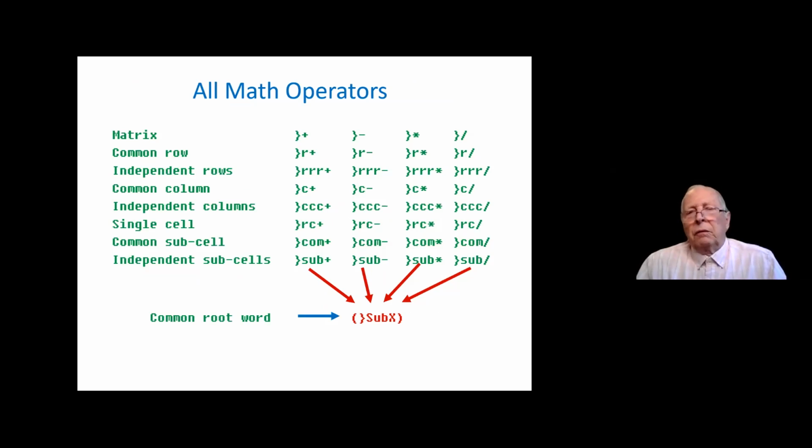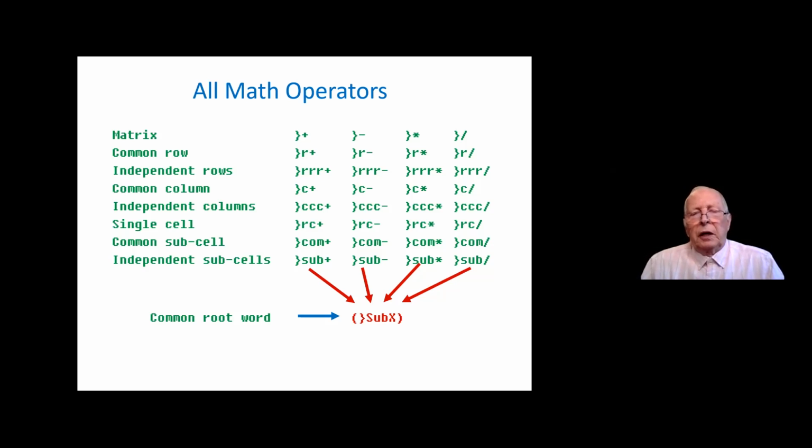Here's a summary now of all of the potential operators. We see we have 8 categories. We have matrix addition, the common row addition, the independent row addition, common columns, independent columns, single cell, common subcell, and finally the independent subcell. Just about all the imaginable combinations of matrix manipulation. But we need them across not only addition, but subtraction, multiplication, and division. So we end up with a family of 32 arithmetic operators.